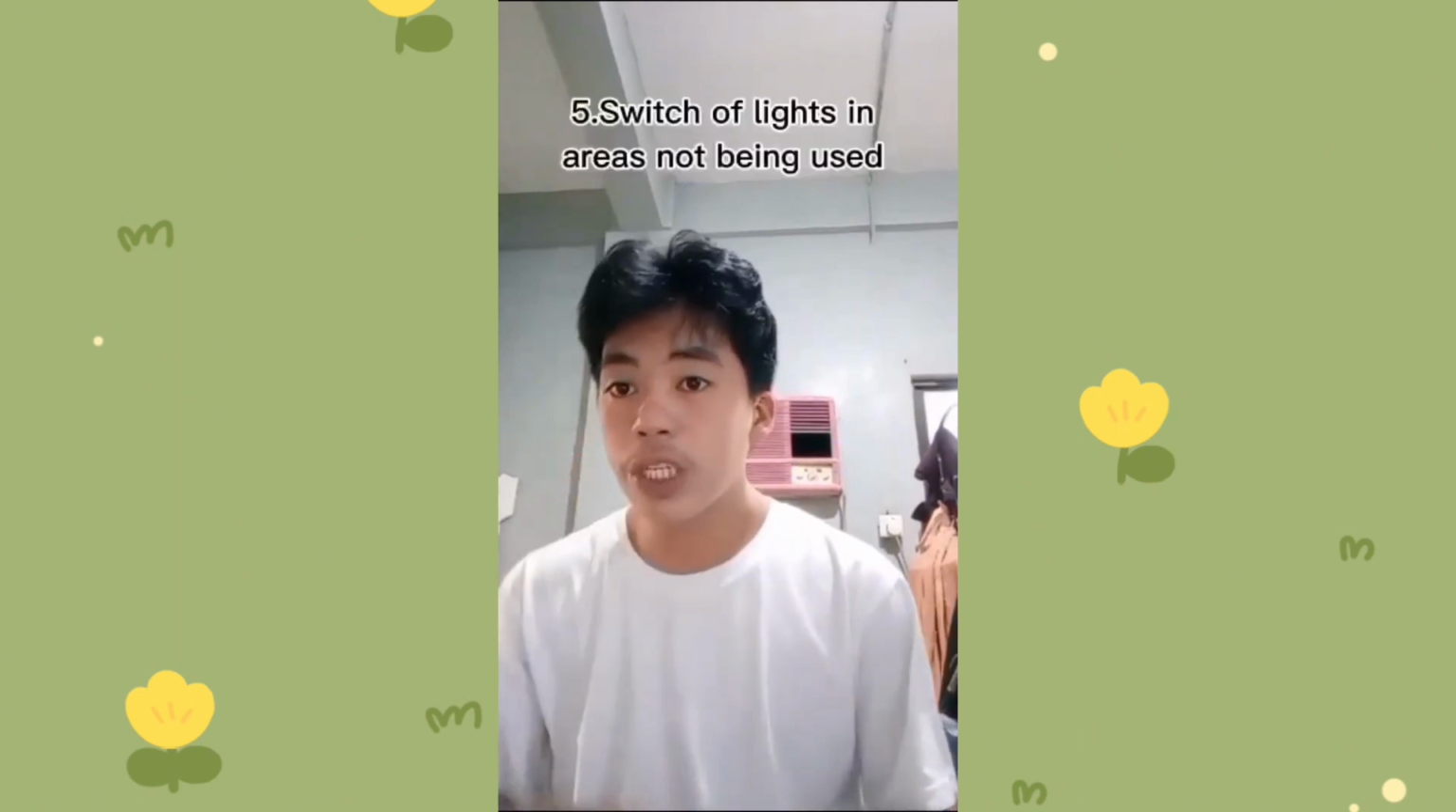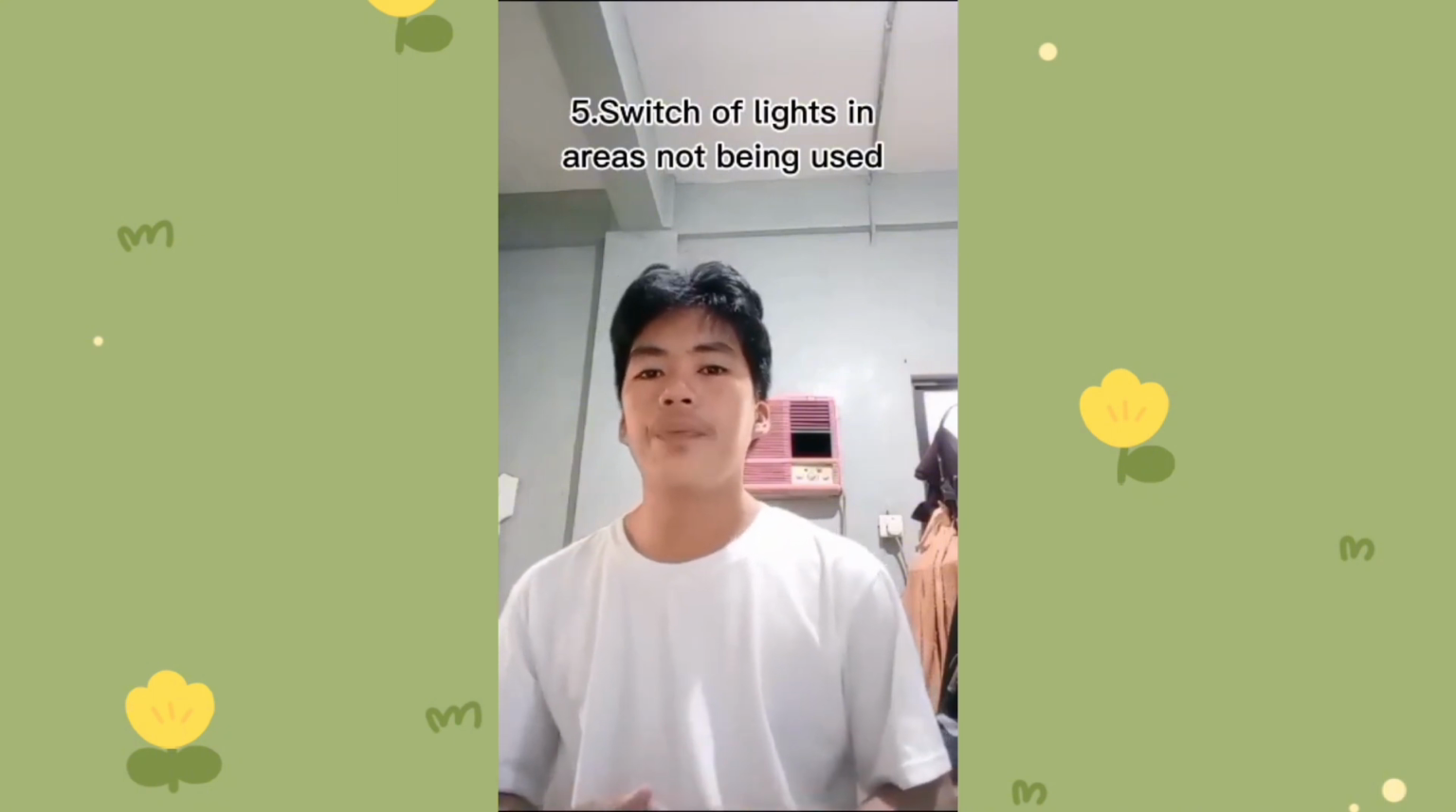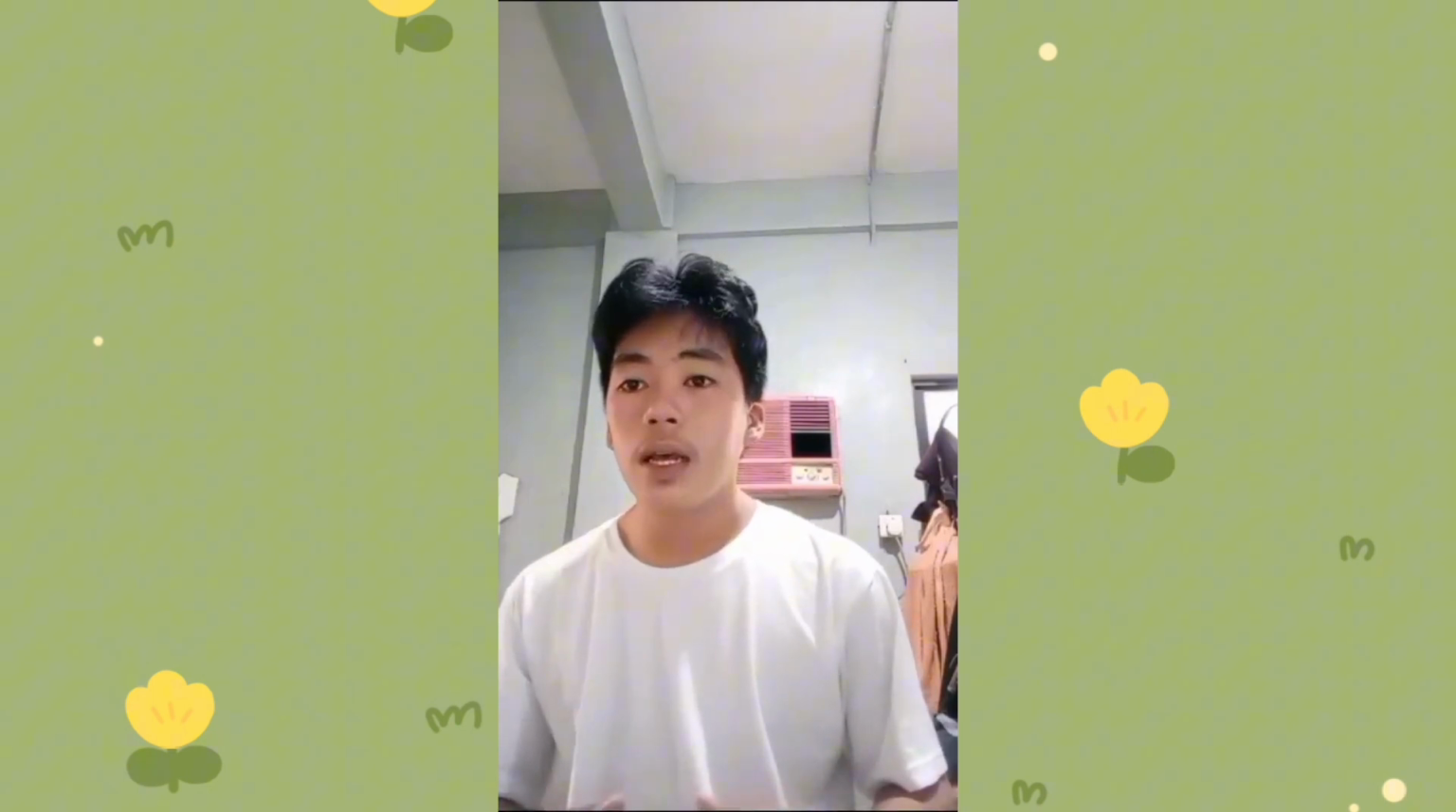So next, switch off lights in areas not being used. That's what I mentioned earlier, number 5 is switch off lights in areas not being used.